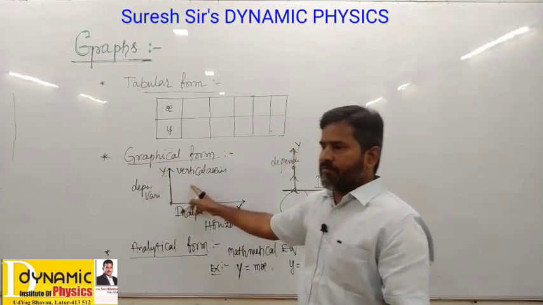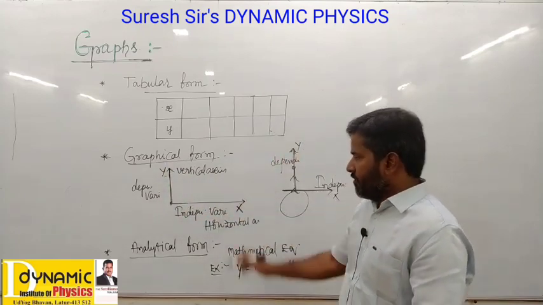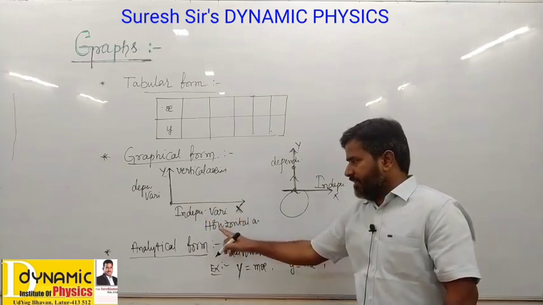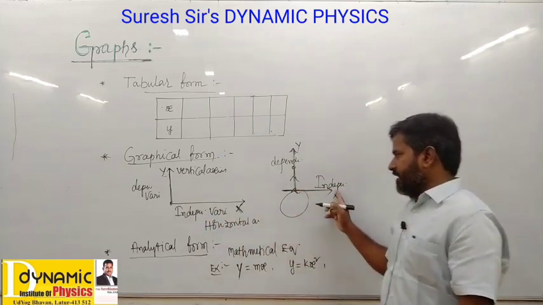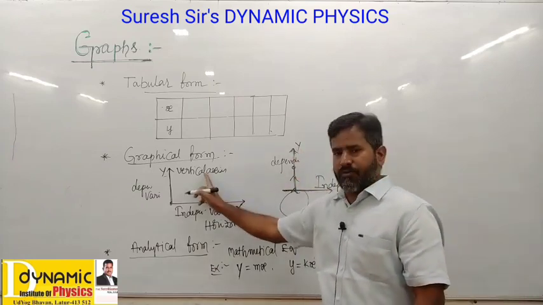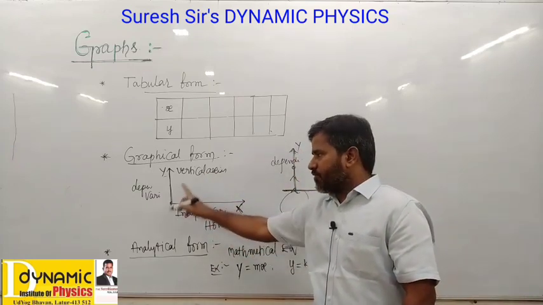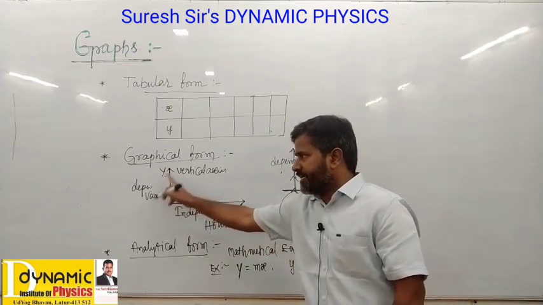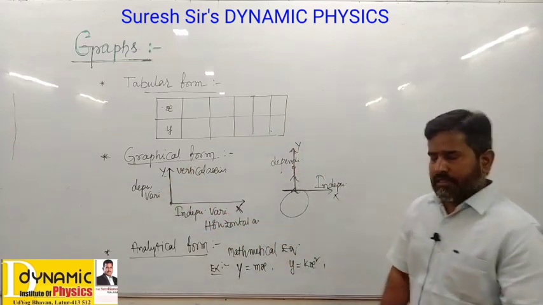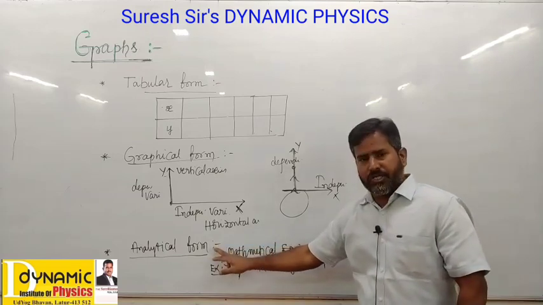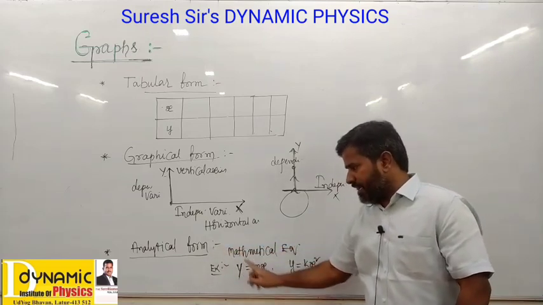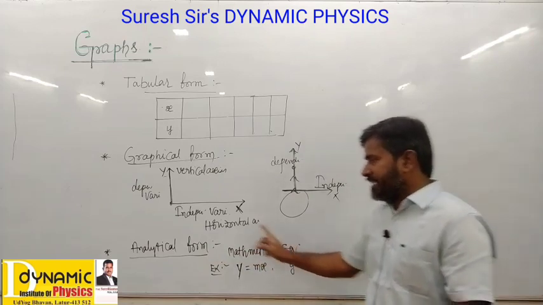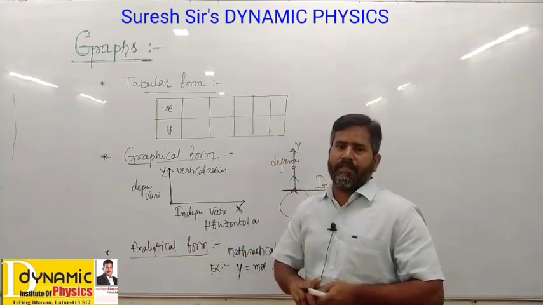In graphical form, there are two axes. One is the independent axis, which is the horizontal axis. X is independent, y is dependent. So the independent variable is taken on the x-axis and the dependent variable on the y-axis. The relation between x and y is indicated by a mathematical equation. This is called the analytical form.